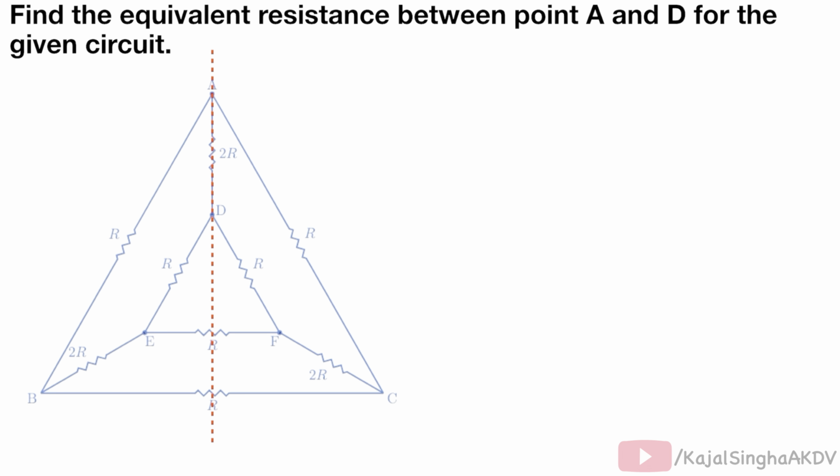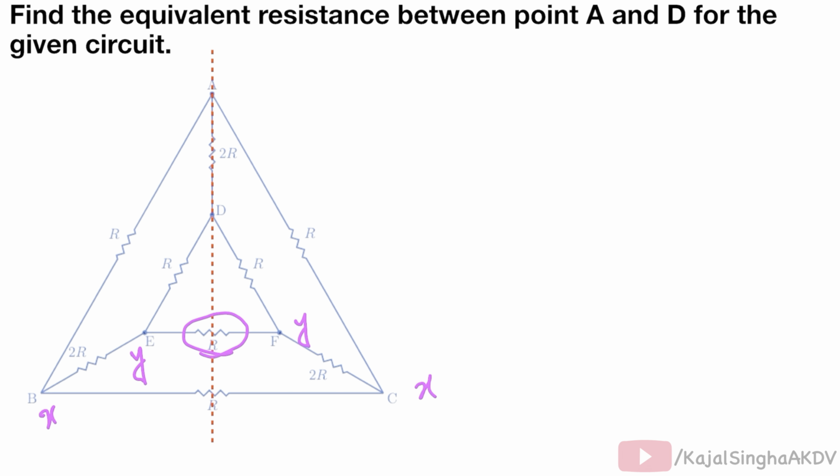So point B and point C will have the same potential. We write this potential as X, and point E and F will have the same potential. We write this potential as Y. Now we can see that the resistor R, which is connected between E and F, has no potential difference across its two ends. So this resistor can be ignored from the circuit.